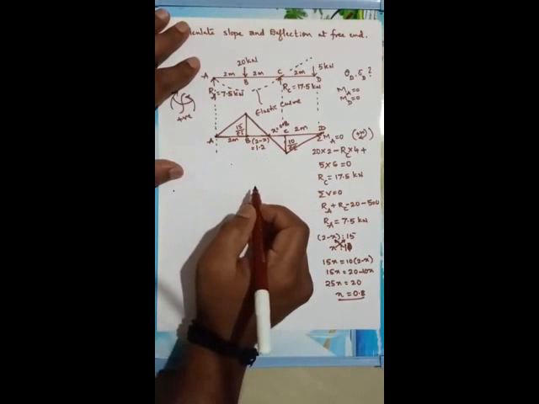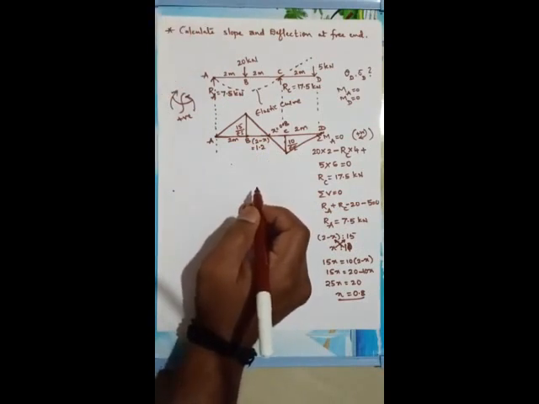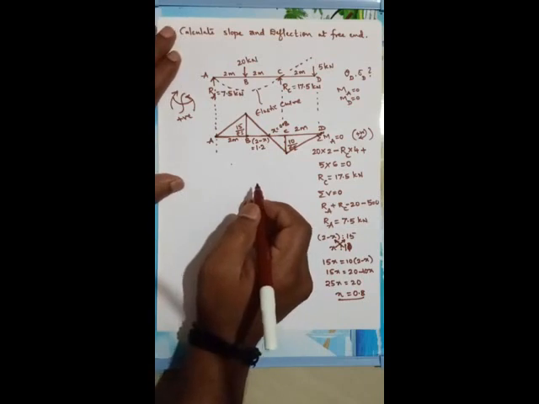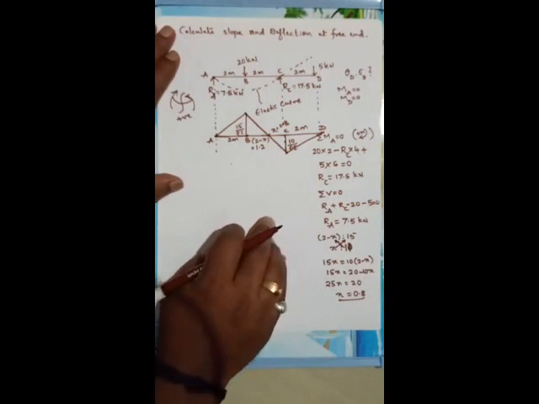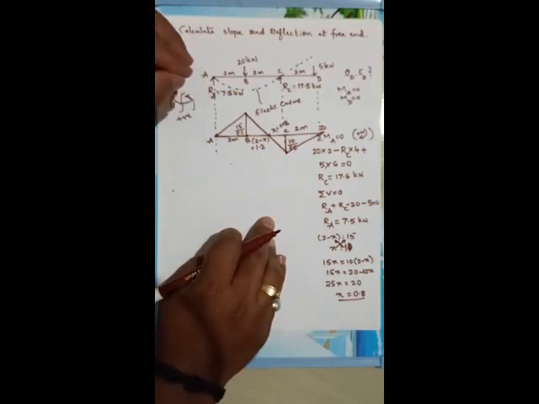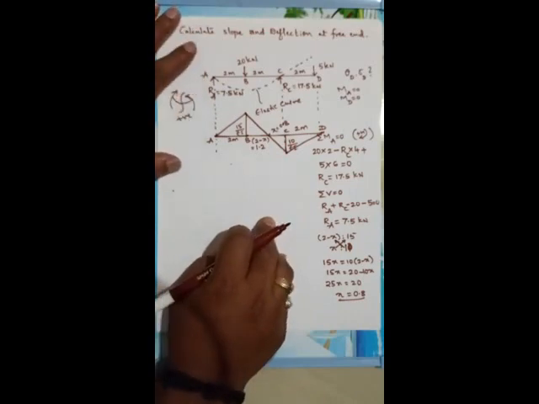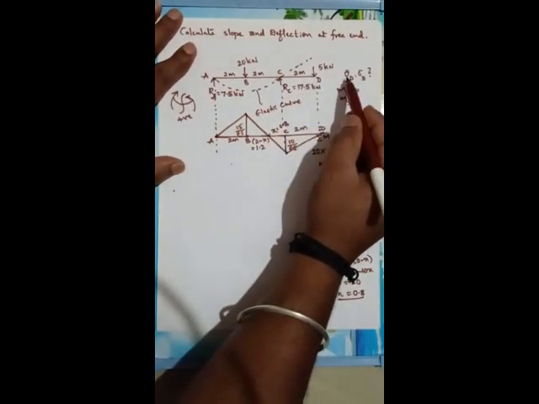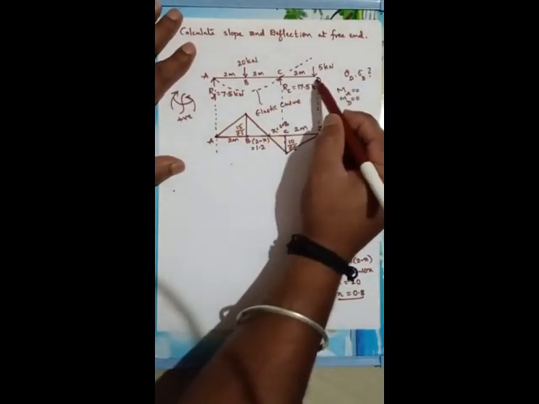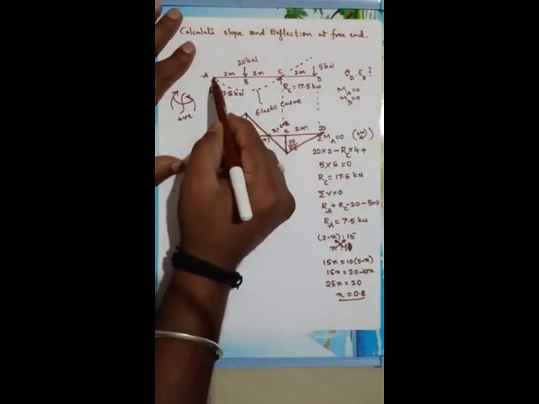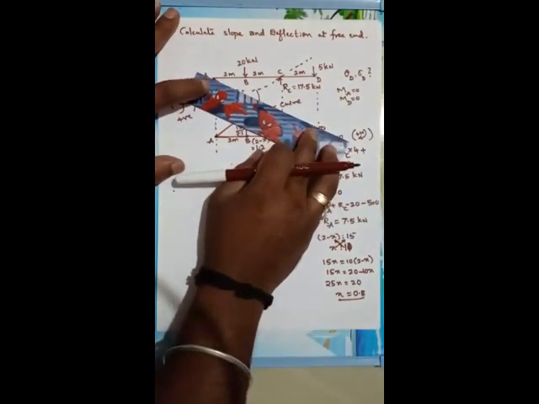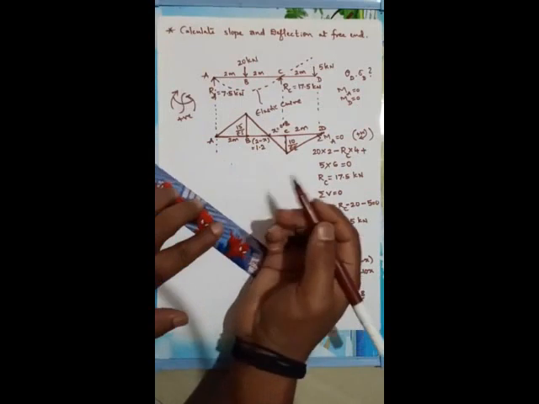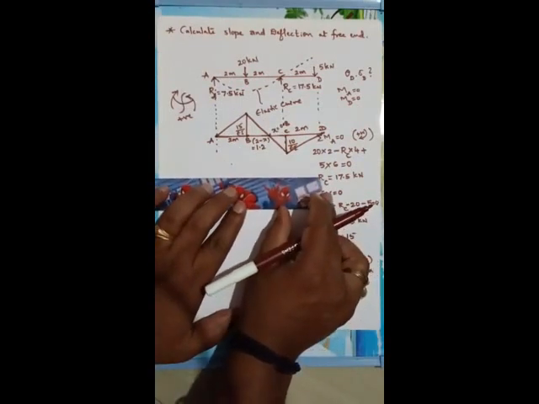Now we need to look back into the previous problem, where we drew the tangent from one of the supports, A or B, depending upon the point load. The same procedure we need to adopt here. Suppose here I want to find theta D, that is the slope at D. I will take the reference as point A, then I will draw the tangent at A.